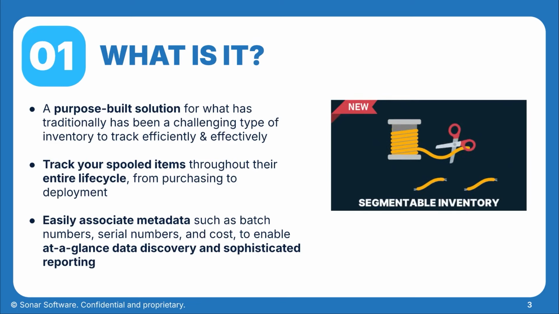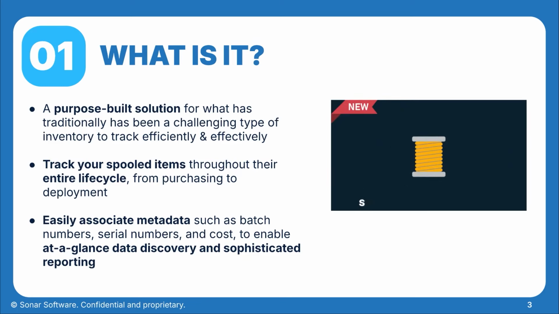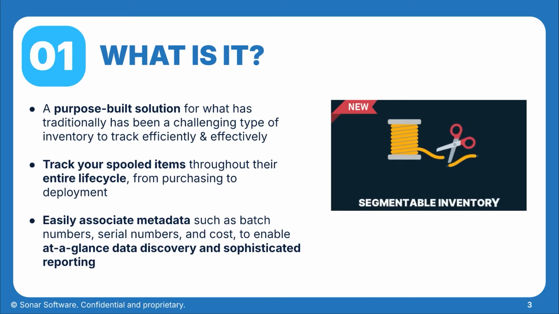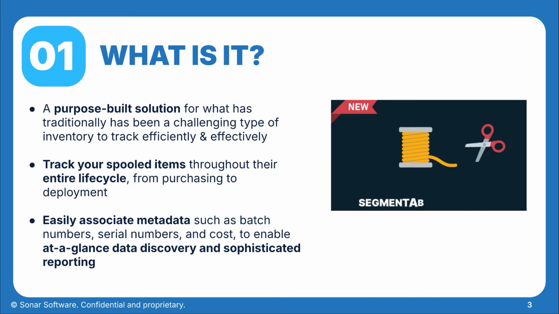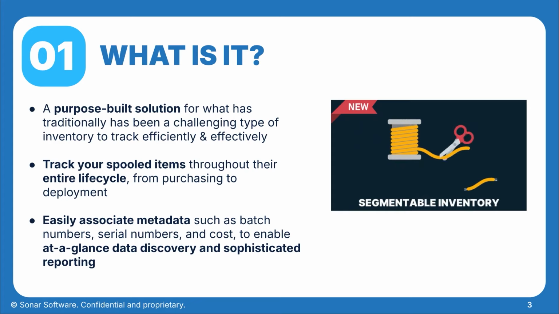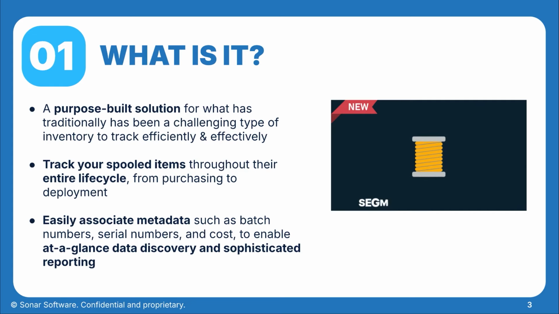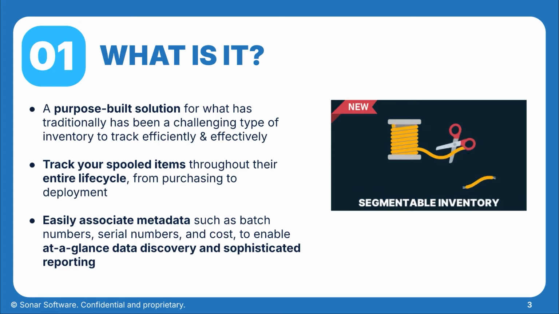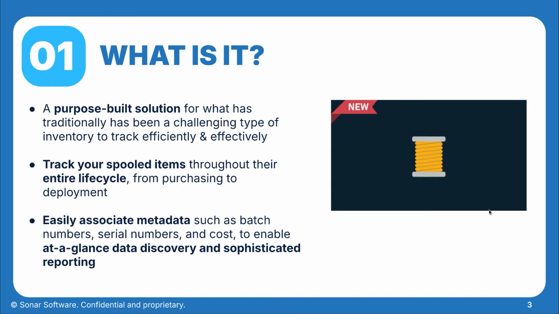So segmentable inventory is simply a purpose-built solution for what has traditionally been a very challenging type of inventory to track efficiently and effectively. Primarily what we're talking about here is spooled items. So things that show up in your warehouse on a spool. So things like cable, fiber, ducting, that kind of thing. And what's important here is we've designed this in a way where you can track these things effectively in Sonar throughout their entire life cycle, from purchasing to deployment and everything in between.